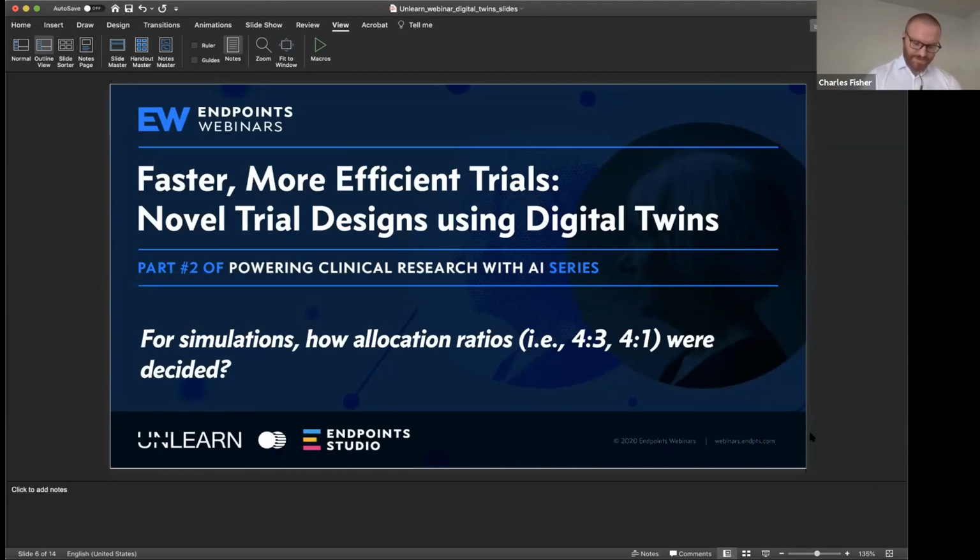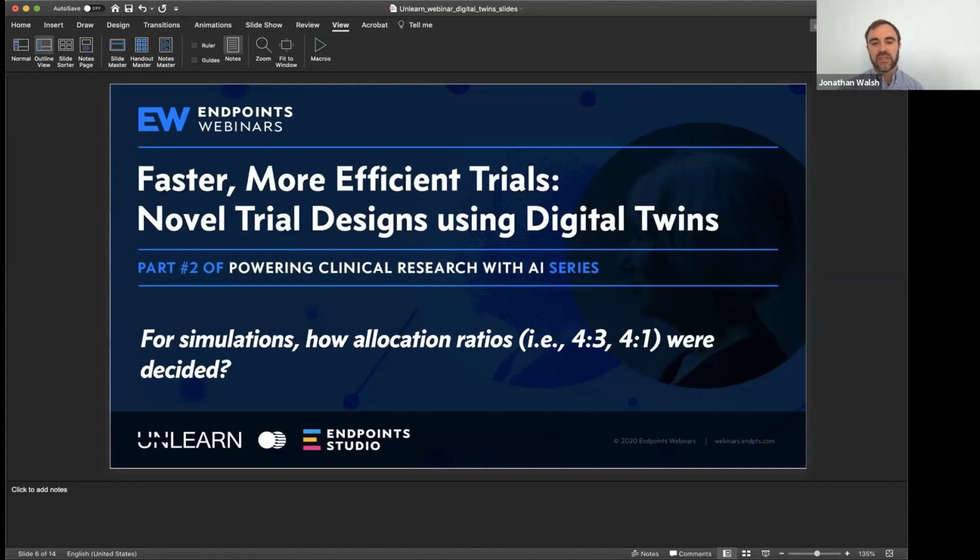So actually goes back to the last question as well. The goal is to provide randomization ratios that preserve subjects in the treatment arm and reduce the number of control subjects. These randomization ratios that we chose, 4:3 and 4:1, were based on our assessment of the ability of digital twins to model outcomes on historical data sets that we have access to in populations similar to the trials that we're targeting.